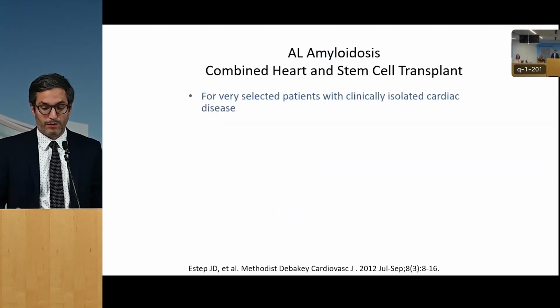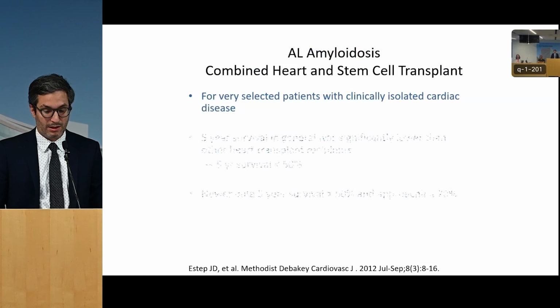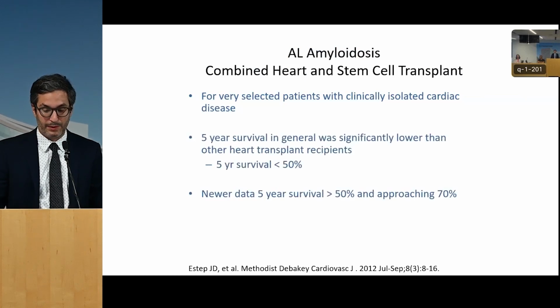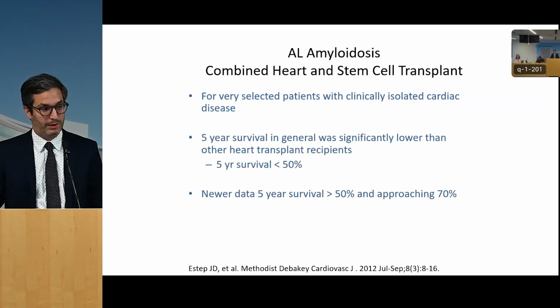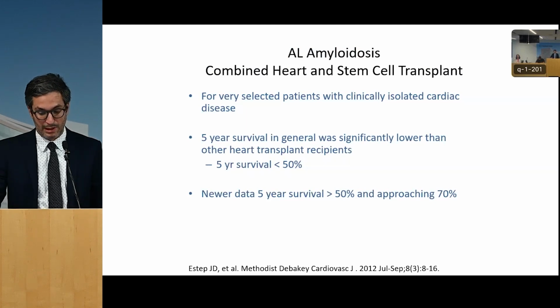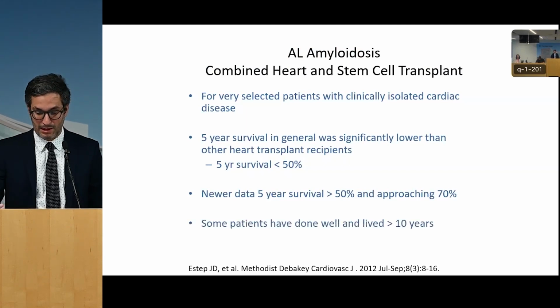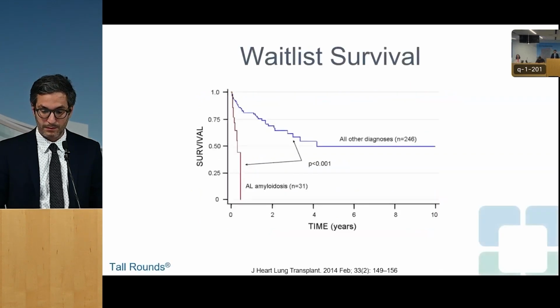So we see that for very selected patients with clinically isolated cardiac disease, 5-year survival was significantly lower than in other heart transplant recipients. But the newer data suggests that 5-year survival is more than 50%, approaching 70%. So things have changed, at least in these patients with amyloid. And some patients even live more than 10 years.